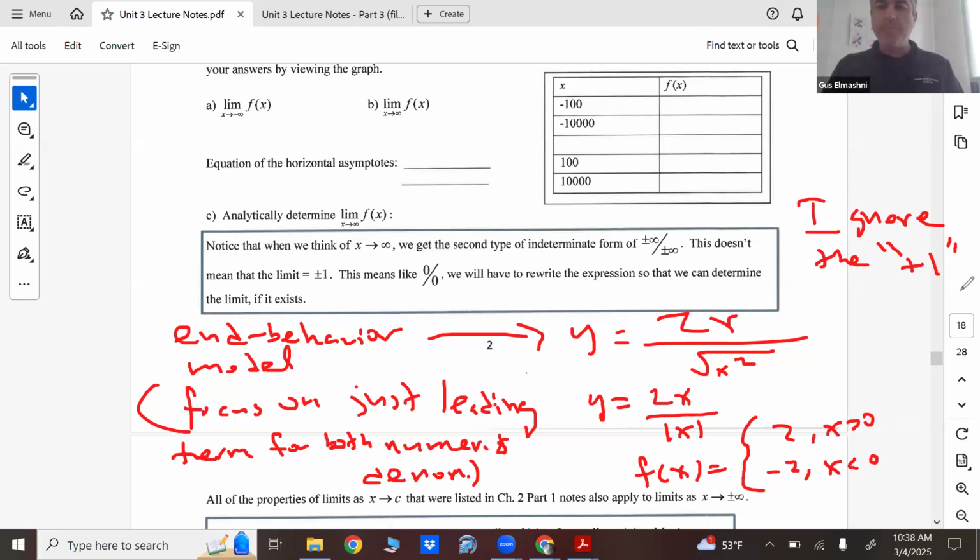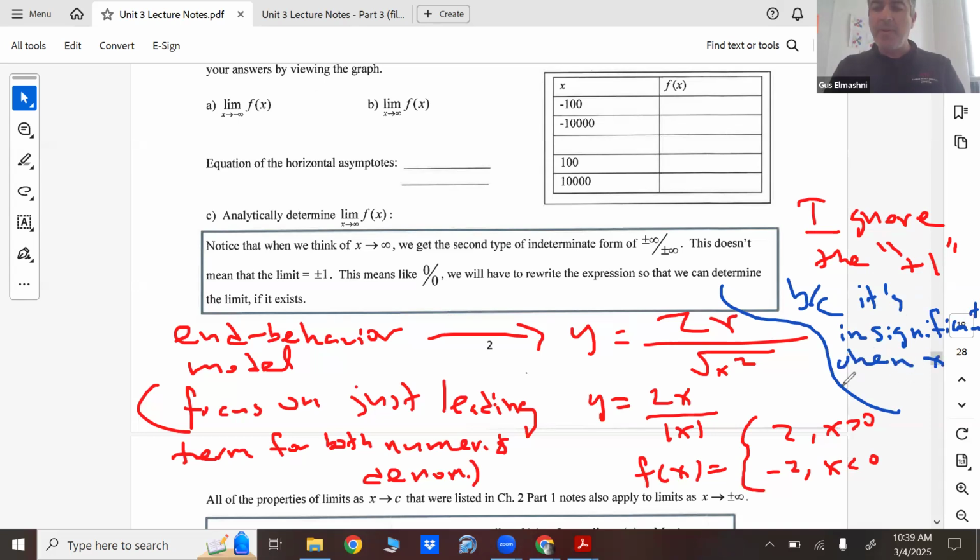You ignore the plus 1 because it's insignificant. I can't write anymore. It's insignificant when x is large. Sorry, I just can't write anymore, but that's why we ignore it. And that's called an end behavior model because it forces you to look at the ends of the graph, like what really matters. The ones with the highest degree, because they have the most impact on the function.